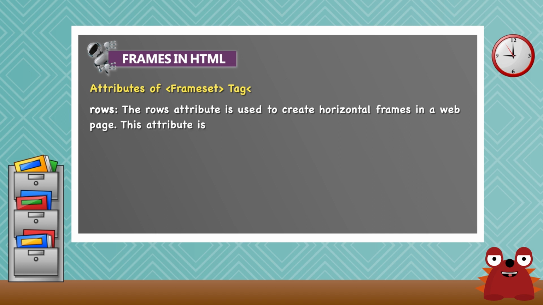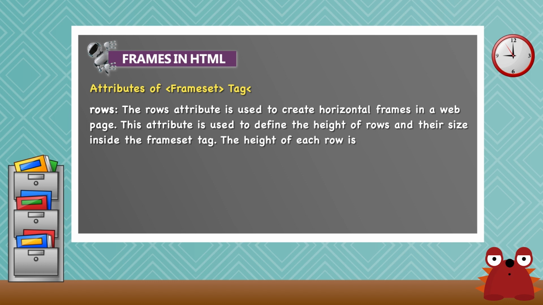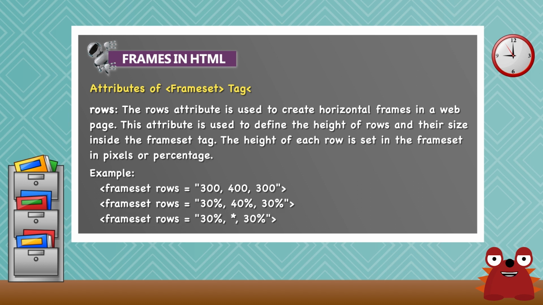This attribute is used to define the height of rows and their size inside the frameset tag. The height of each row is set in the frameset in pixels or percentage. Here is an example. In it, the asterisk will take the remaining percentage for creating a horizontal frame.